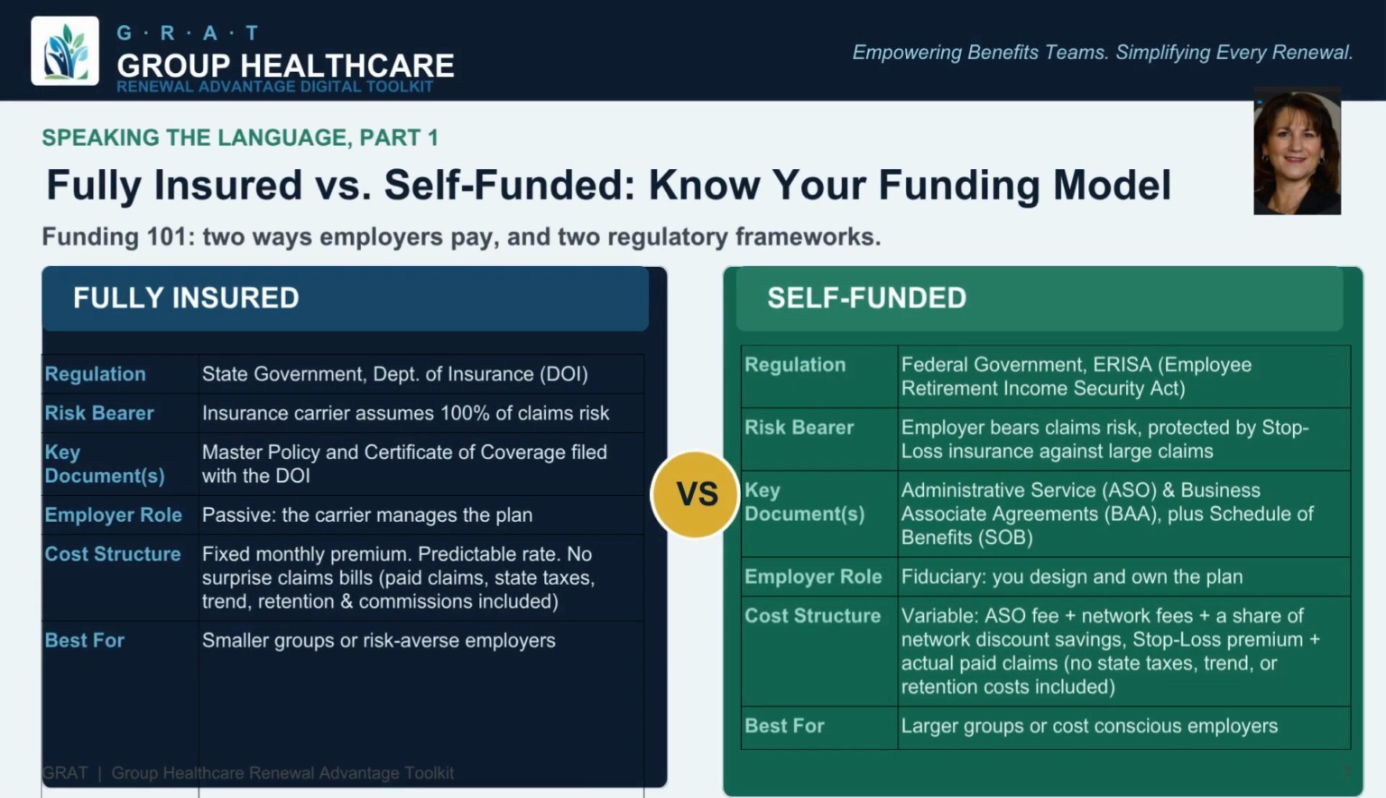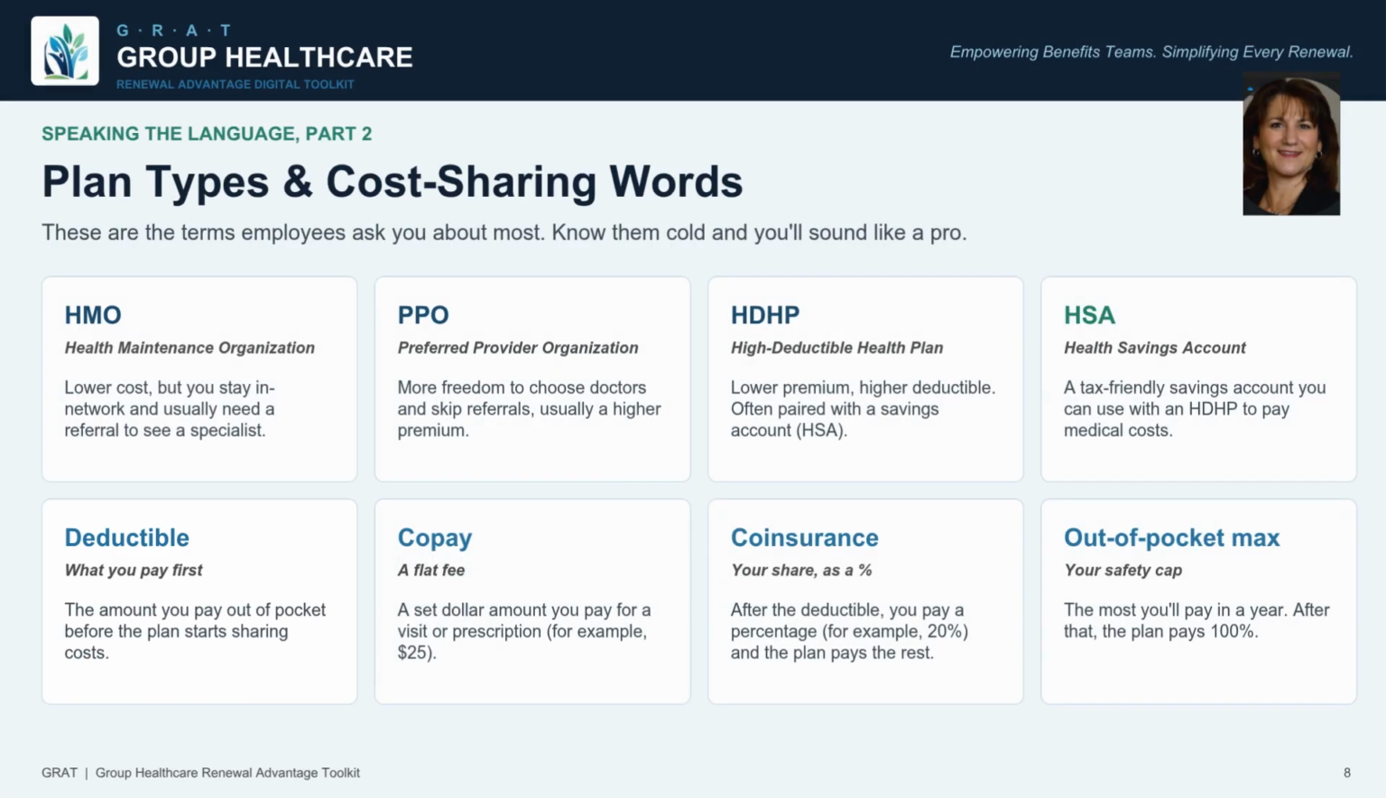To speak the language of benefits, you must understand funding models. Fully insured plans are state-regulated, filed documents with Department of Insurance and have fixed premium rates, while self-funded plans or ASO groups are federally regulated under ERISA, where the employer assumes all the financial claims risk. Know which model your client is using.